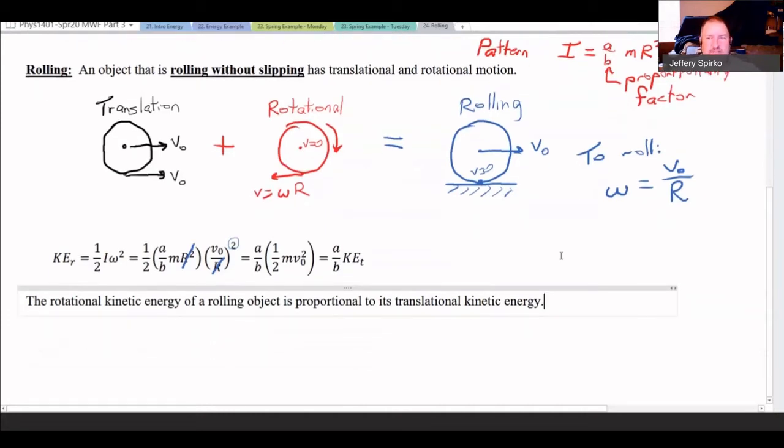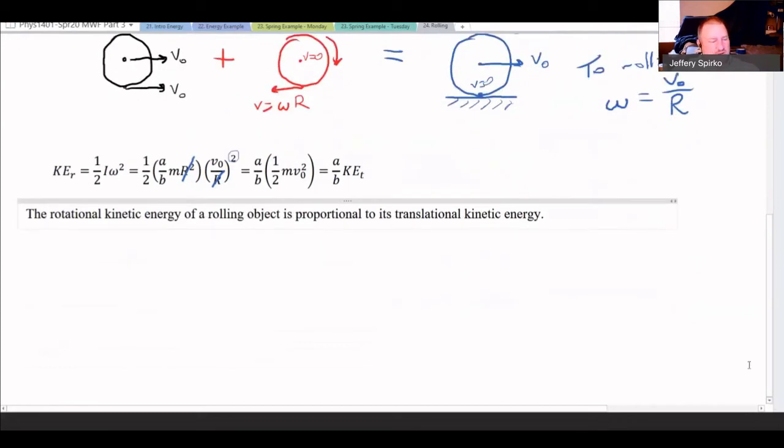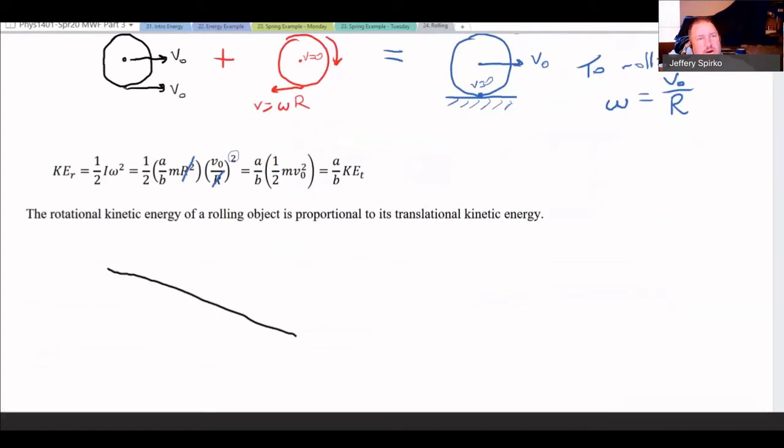So how do we use this? So let's consider a situation, and we'll put our object on an incline, and there is the bottom of the hill, and this object starts with a certain height, h, and we'll say release from rest.